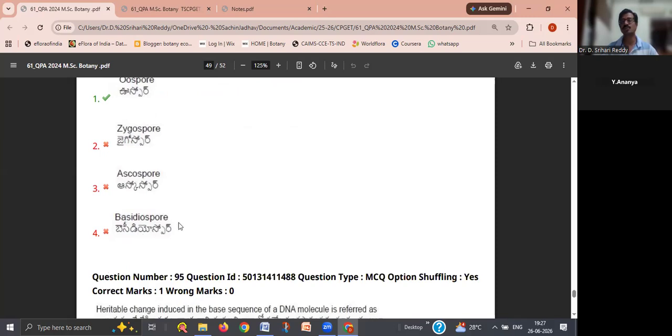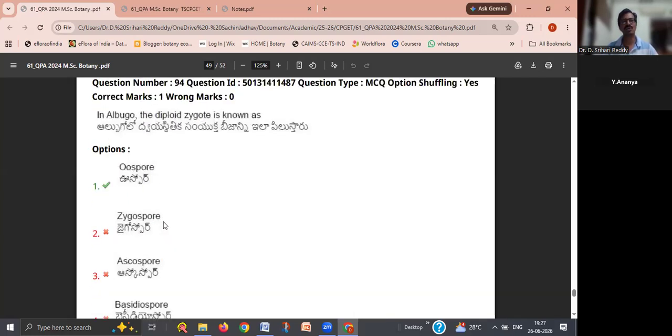And basidiospores, we already discussed in the case of Puccinia, which belongs to Basidiomycetes or Basidiomycotina. There we find different kinds of spores, uredospores, teliospores. But the important one here is basidiospore. It is the characteristic feature of the Basidiomycotina or Basidiomycetes. So now the question is about Albugo, which belongs to Phycomycetes. So the diploid zygote is called oospore.